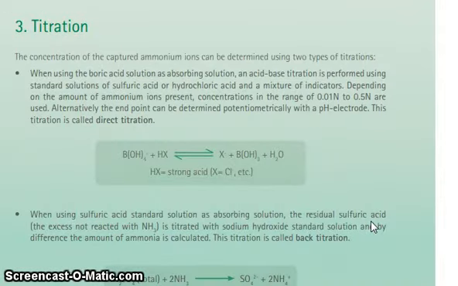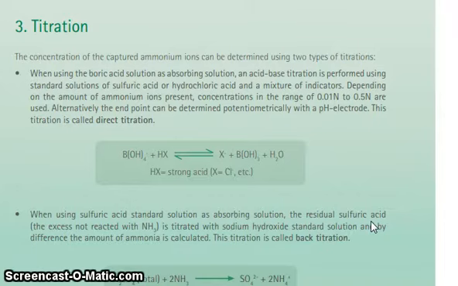Now friends, titration. The concentration of captured ammonium ions can be determined using two types of titrations. When using the boric acid solution as absorbing solution, an acid-base titration is performed using a standard solution of sulfuric acid or hydrochloric acid and a mixture of indicators. Depending on the amount of ammonium ion present, concentrations in the range of 0.01 N to 0.5 N are used.